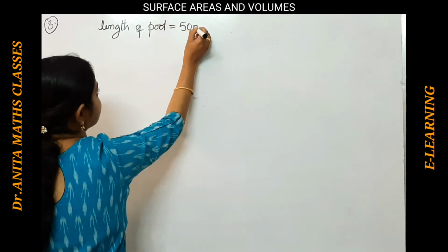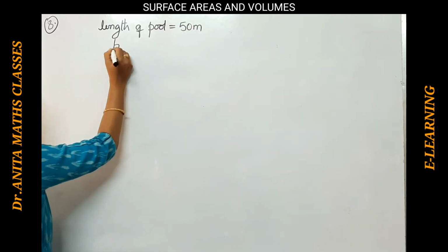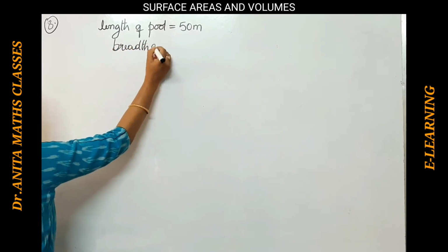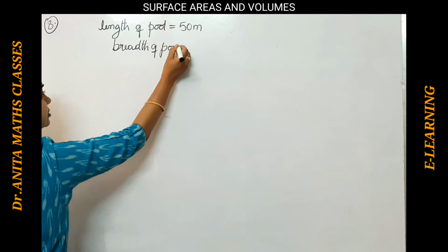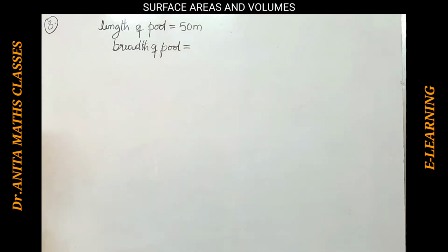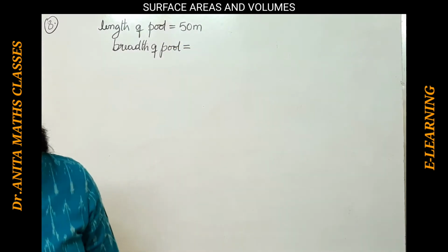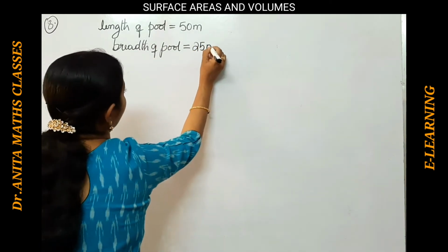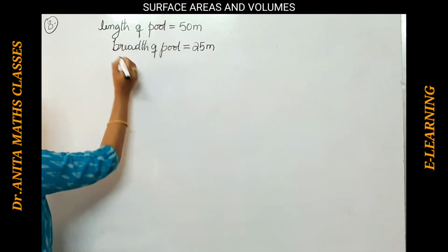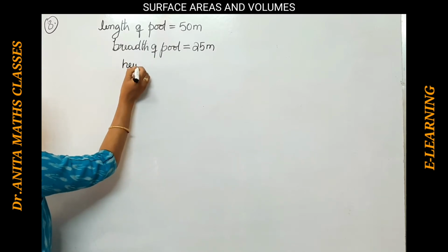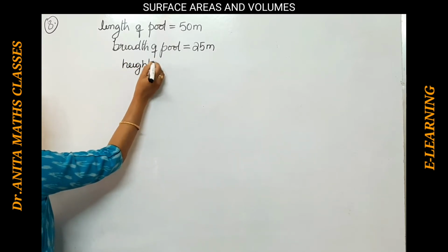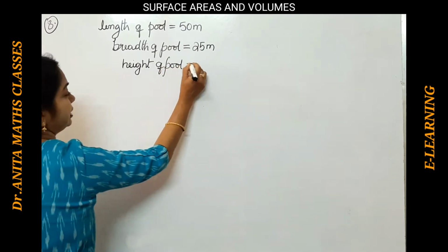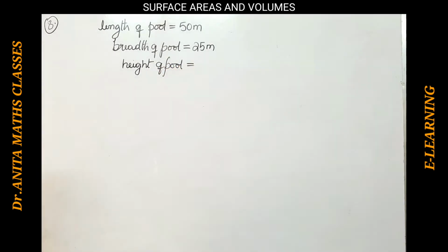50 meters. Now the breadth of the pool is given as 25 meters, and the depth, which we have to take as the height of the pool, is given as 3 meters, I suppose.